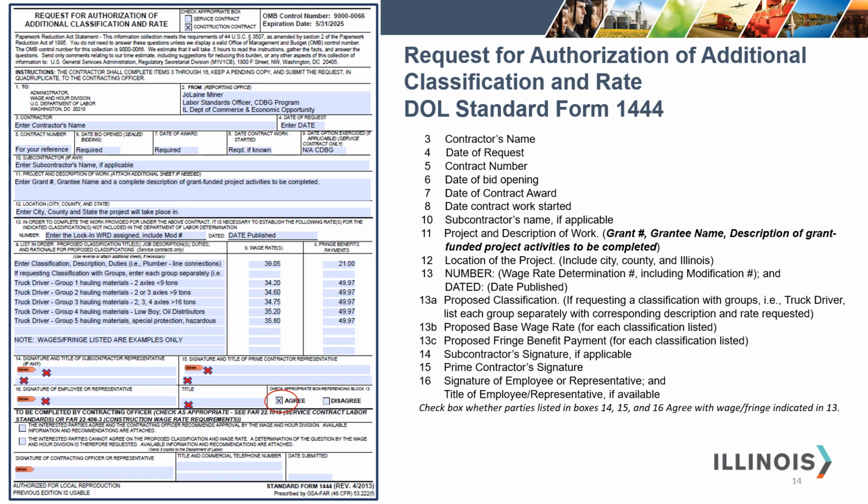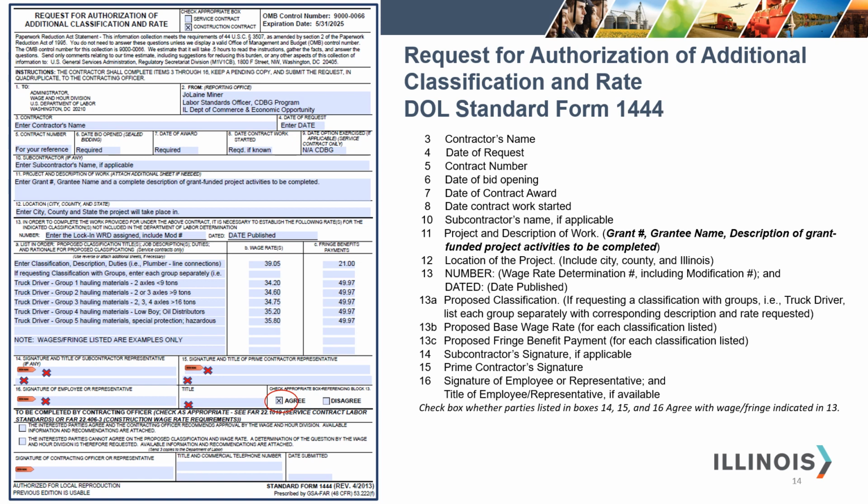Box 10 is subcontractor's information. If you have a subcontractor working on the project, then you would enter that information here. Box 11 is the project description of work. Enter the grant number, the grantee name, and a complete description of grant-funded activities to be completed. Box 12 is the project location. Enter the city, county, and Illinois for this project.